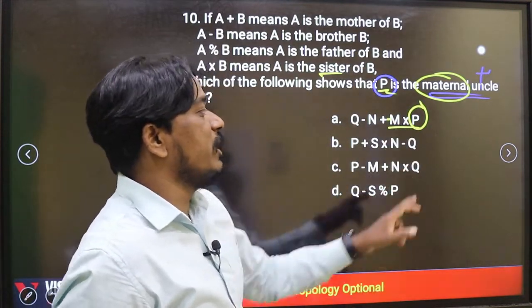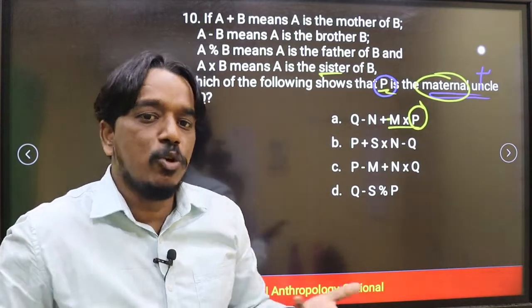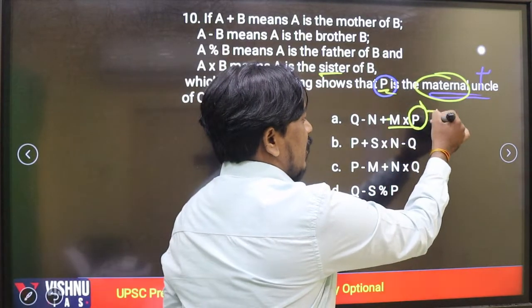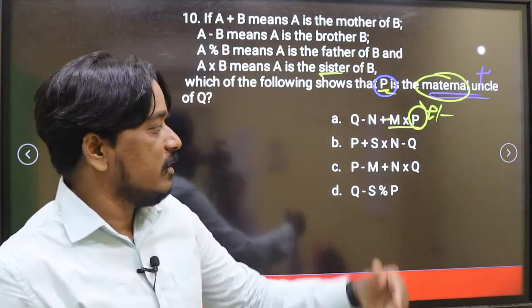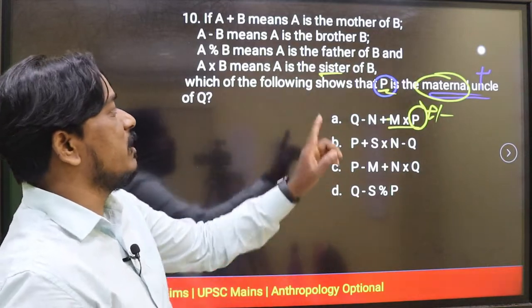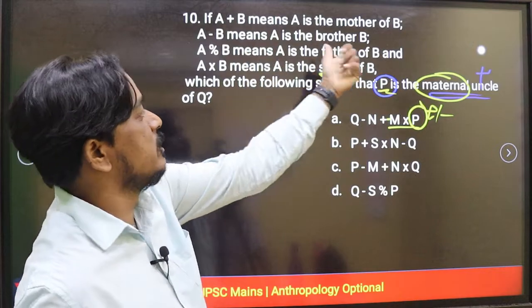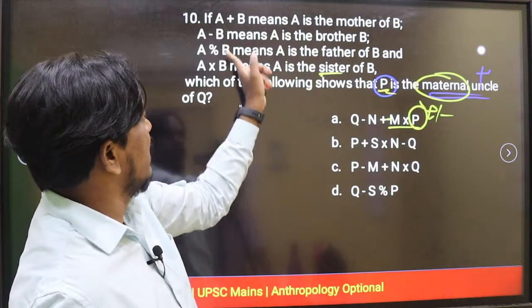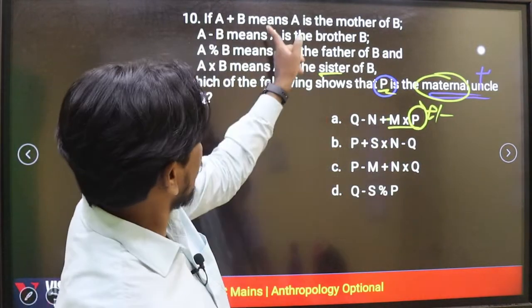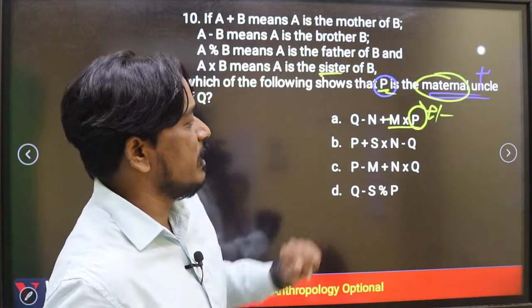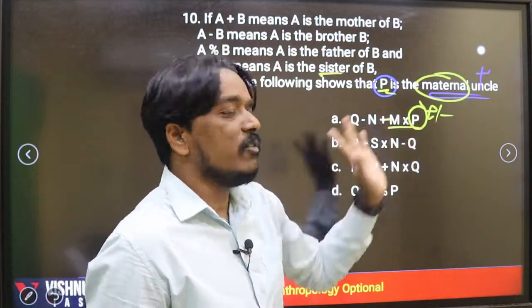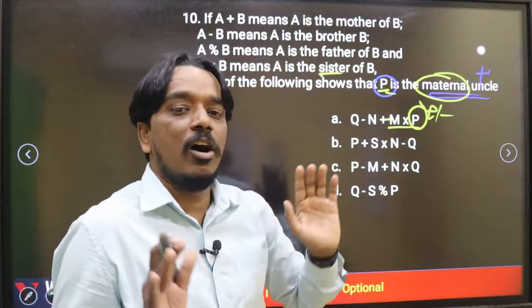Who is the sister here? M is the sister, but we don't know the gender of P. That can be male, that can be female, we cannot decide. Directly you can eliminate that type of option, but you have to observe the remaining relations very carefully also. Maybe minus means brother, this person is a brother. Plus means mother, N is the mother. But whatever you take, we don't know the gender of P.